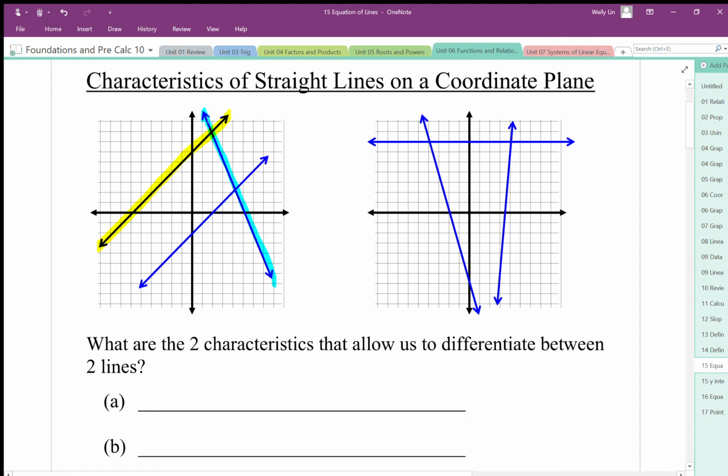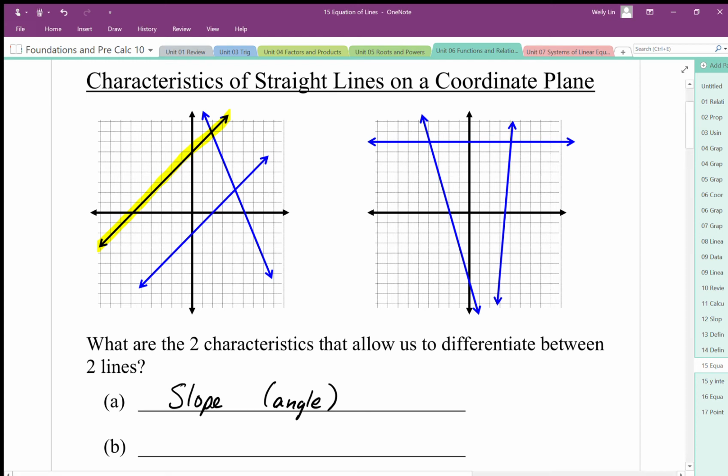One of the characteristics we could use is that they have different slopes, or different angles. So one of the two characteristics that allow us to differentiate two lines is going to be the slope, or I'm also going to write here the angle. The slope ratio is different for those two lines. They're going in different directions and at different angles. So that's one thing that allows us to differentiate two lines.